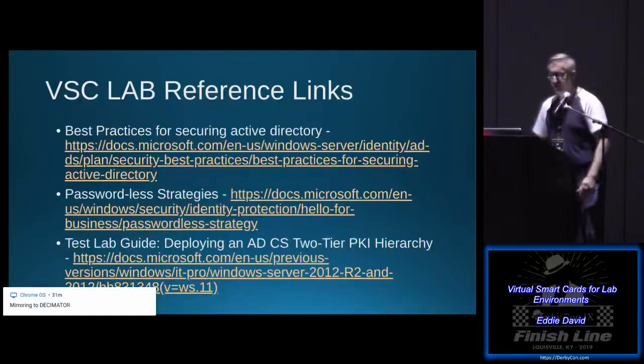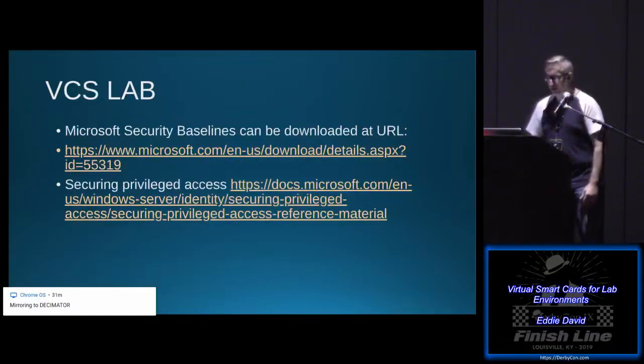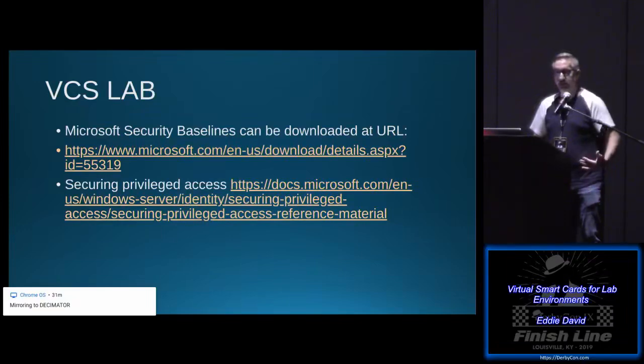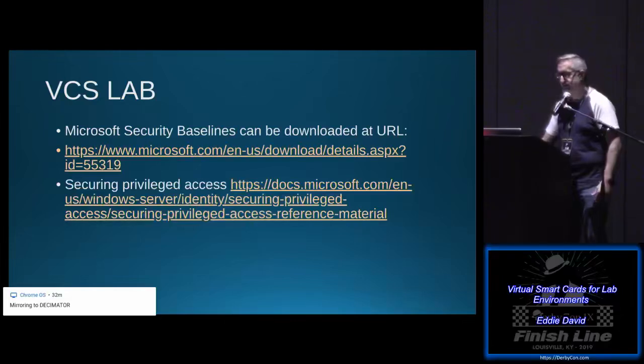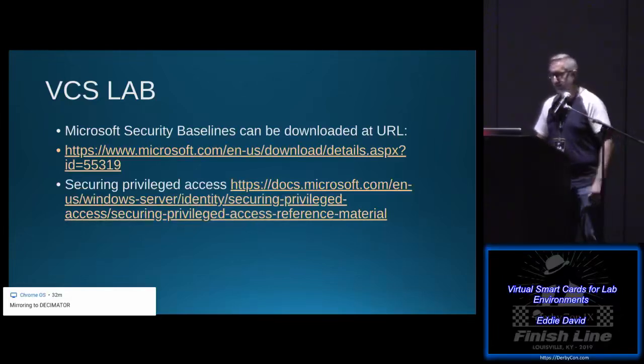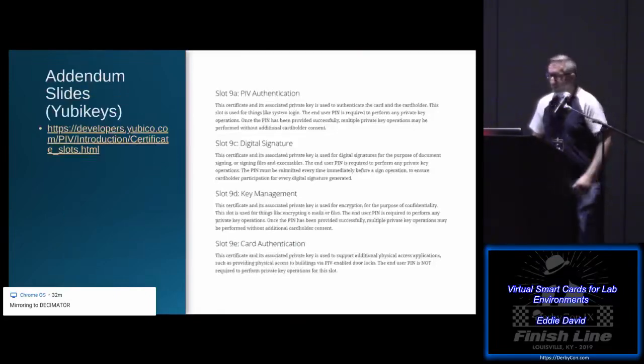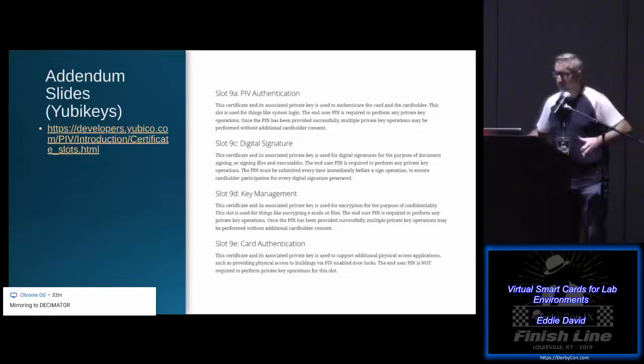So I got a couple reference links here. Password strategies, test lab guides, how to set up an ADCS hierarchy, two-tier hierarchy. It's very important to download at least at minimum Microsoft security baselines and secure your domain controllers with them, your workstations, and kind of go from there. And then, of course, there's the securing privileged access guide. That'll give you more ingrained details if you want to get to that level about how to set up PAWs. So next, I just want to talk briefly about YubiKeys.